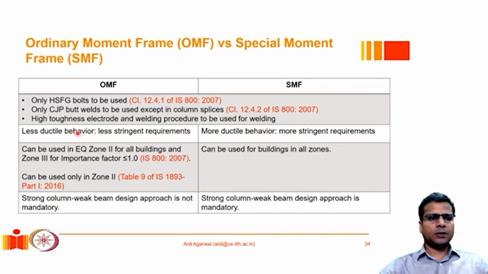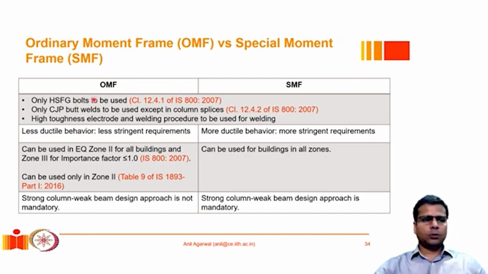Both the ordinary moment resisting frame and the special moment resisting frame have certain restrictions. One is that only high strength friction grip bolts can be used in both of them, because they are subjected to cyclic loading conditions. When we were discussing the bolted connections, we did mention that whenever there is a possibility of cyclic loading, only high strength friction grip bolts should be used. That is mentioned in IS 800.